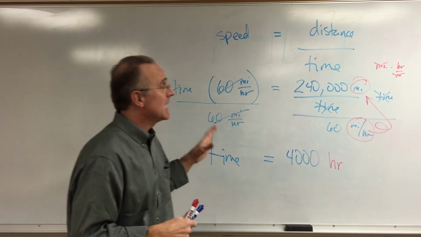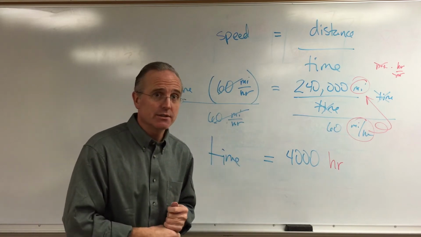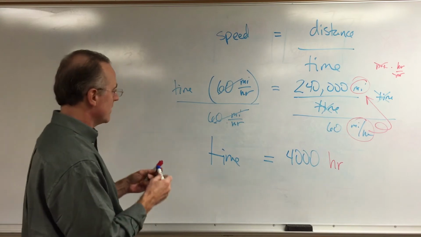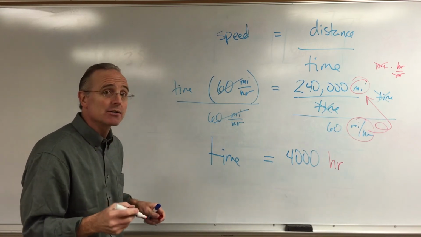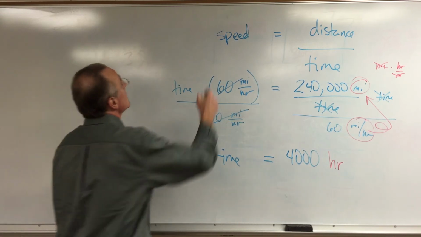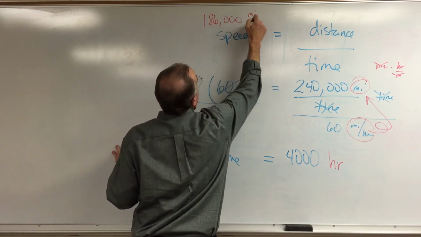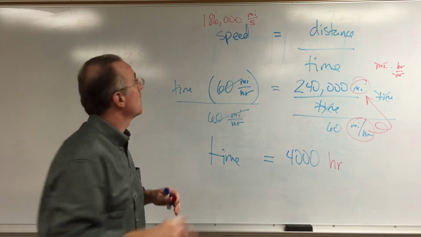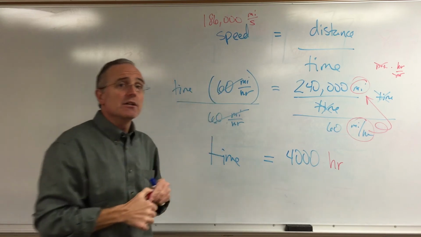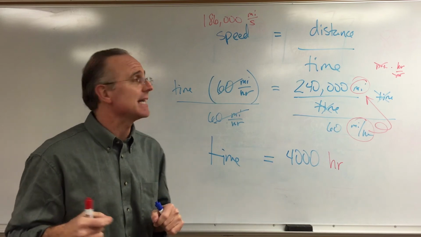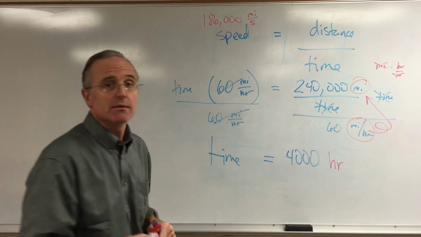Now, light is a lot faster than your car. In fact, light travels at a speed of 186,000 miles every single second. Not miles per hour, miles per second. So, calculate, please, how long it takes light to go to the moon. See what you get.